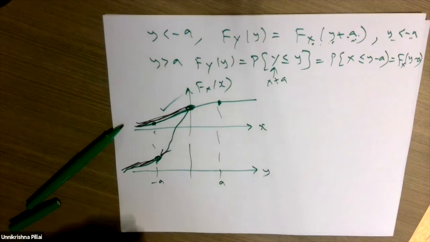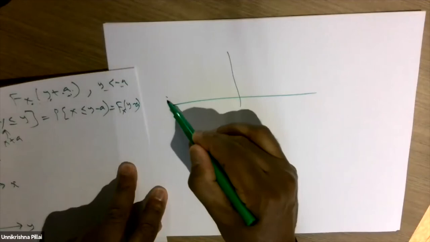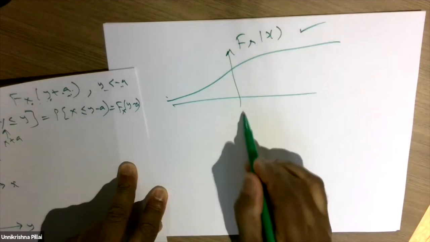Professor, can you please repeat the drawing part of the graph once again? Like why the graph shifts like that? So let me graph it here. This graph is given to us, and we want to draw F_Y(y).